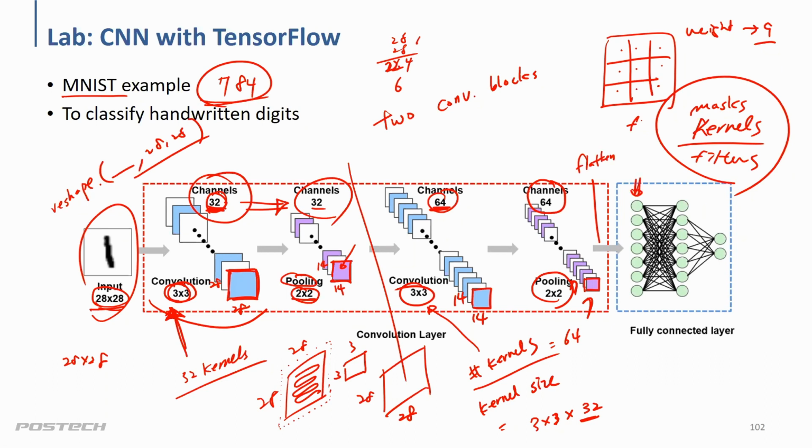Then how many neurons? Here, how many pixels do we have? Here we have 7 by 7, and we have 64, right? So we flatten it out, so that will be the number of neurons. Then at the end, since the MNIST data set uses one-hot encoding, we're going to have 10 outputs, and this is the hidden layer.